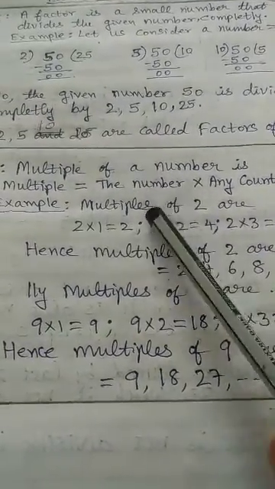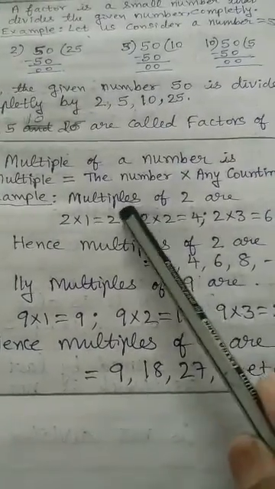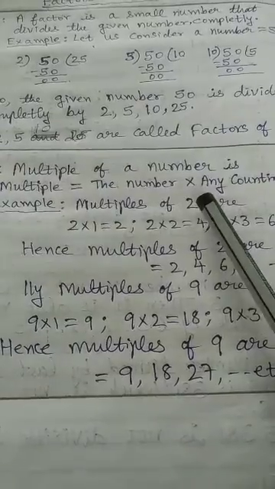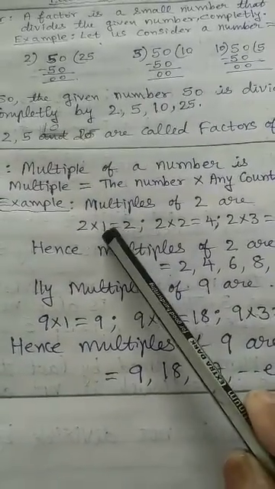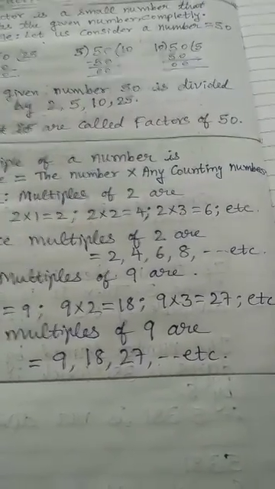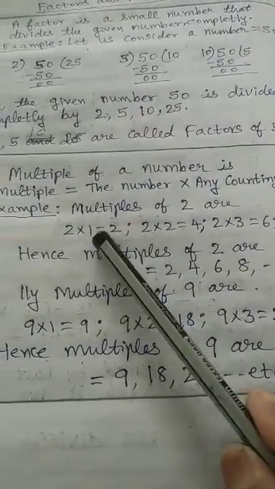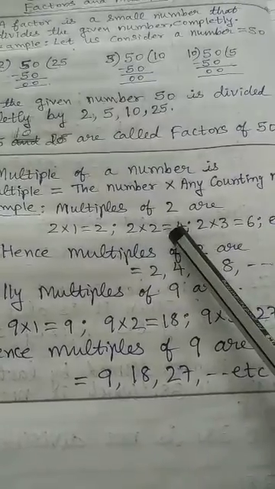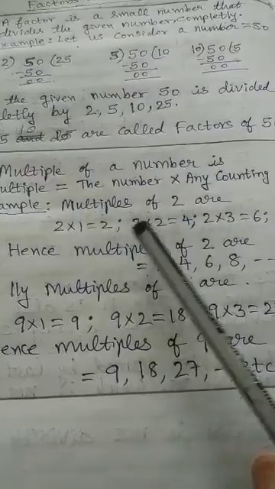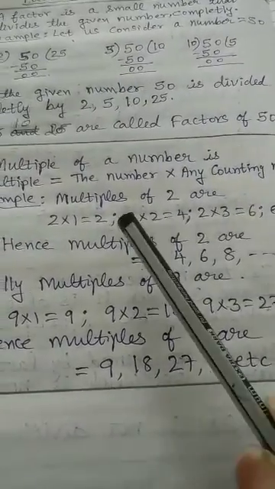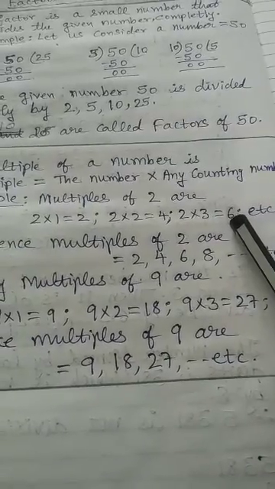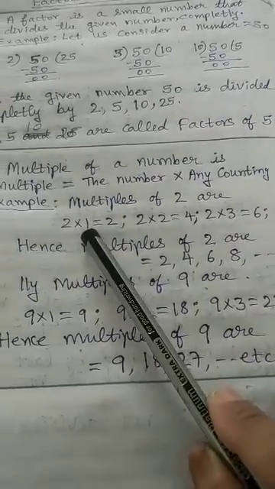Let us consider the number 2. See, I have shown an example. I have taken the number 2. What are the multiples of 2? 2 1s are 2. So the counting number 1 we have taken, then 2, 3, like this 4, 5, 6 you can take as counting numbers. 2 ones are 2, 2 twos are 4, 2 threes are 6. 2, 4, 6 are called multiples of 2.